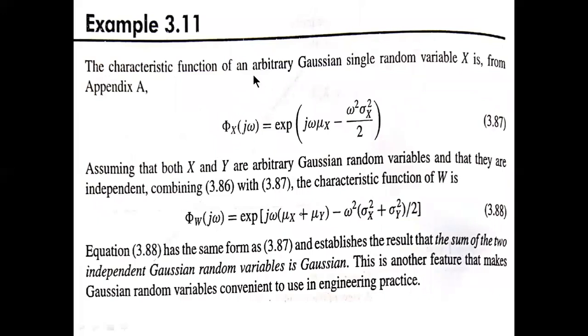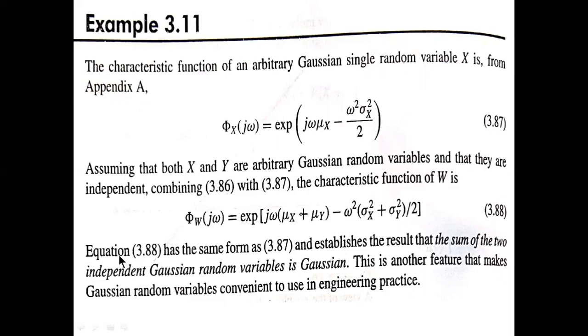The characteristic function of an arbitrary Gaussian random variable X, we can consider in Appendix A, is this value. So assuming that both X and Y are arbitrary Gaussian random variables and they are independent, then whatever expressions we have written for W, we can replace it with mu_W and sigma_W squared. Mu_W is nothing but mu_X plus mu_Y. Sigma_W squared is equal to sigma_X squared plus sigma_Y squared.